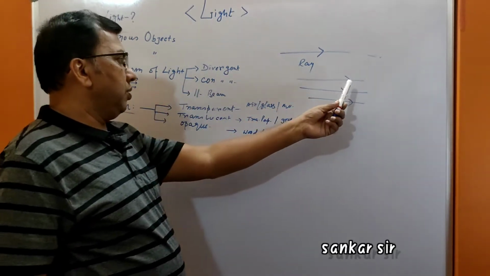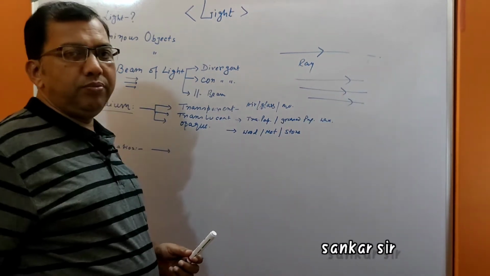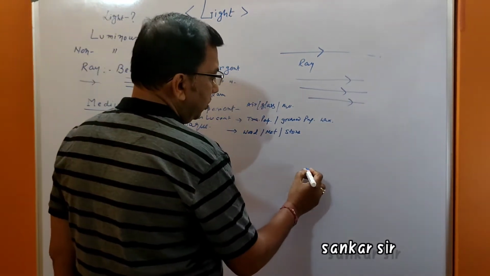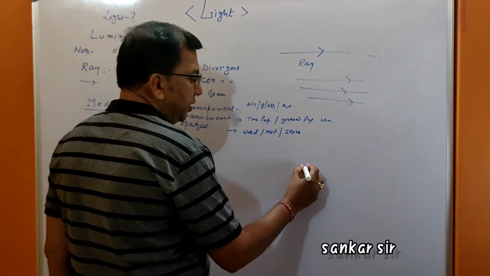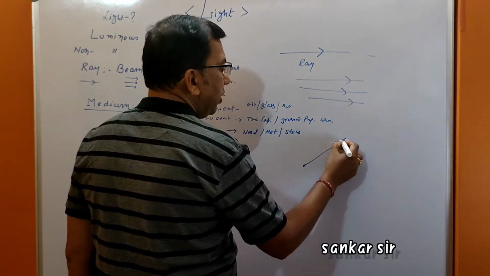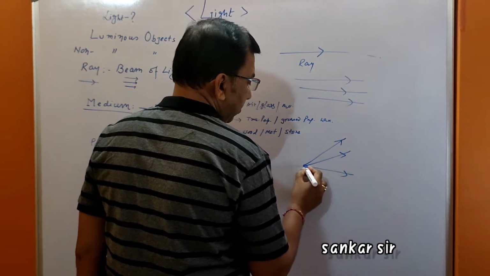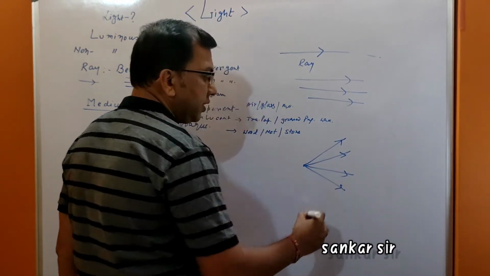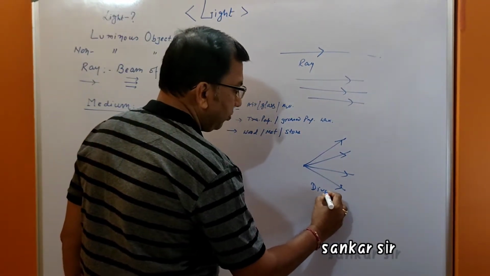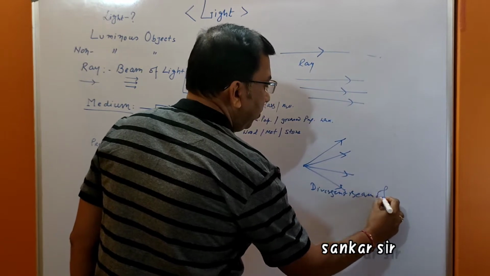And this beam of light is of three types: divergent beam, convergent beam, and parallel beam of light. In a divergent beam, the rays spread out from the source. This is the divergent beam of light.